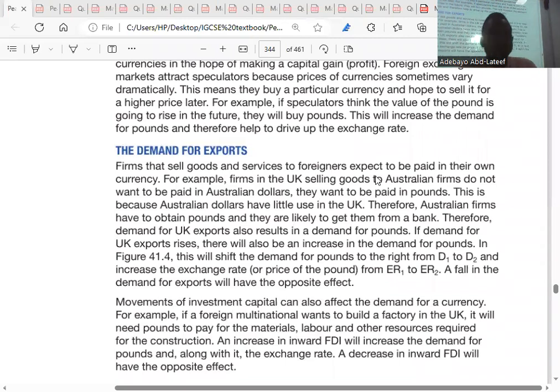All right. So we're talking about the demand for exports. Export means you are selling to foreign countries, or foreign customers, or foreign businesses. If you are selling to foreign countries, they need more of your currency. So that means the demand for your currency will rise. As a result, the exchange rate, the value of your currency, would increase. That's about the demand for exports. Is it clear?